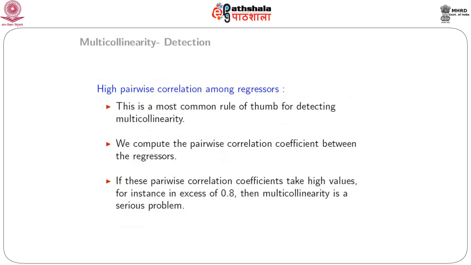Now, a different method of detecting multicollinearity, and a very crude method, is by looking at the pairwise correlation among regressors. As we have learned in the module on simple linear regression, correlation coefficient is a measure of the strength and direction of linear relationship between two variables. Suppose we have two variables x and y, and we have reasons to believe that they are correlated. Then if we want to quantify the strength of the relationship, we compute the correlation coefficient between the two variables.